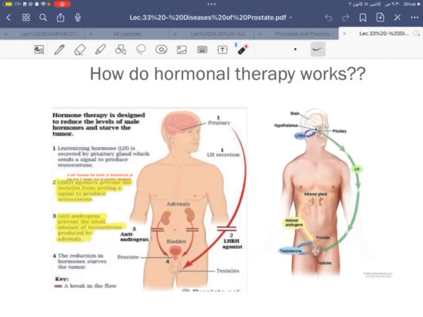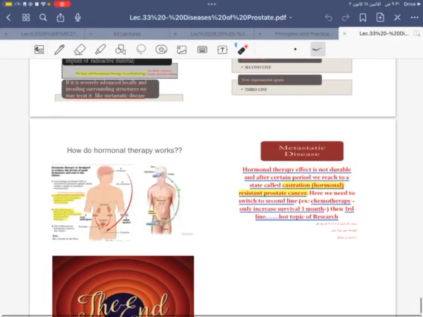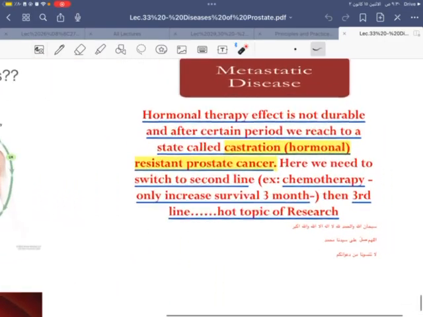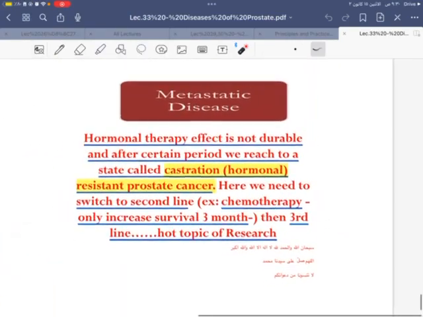So hormone therapy effect is not durable. After a certain period we reach a state called castration resistant prostate cancer.